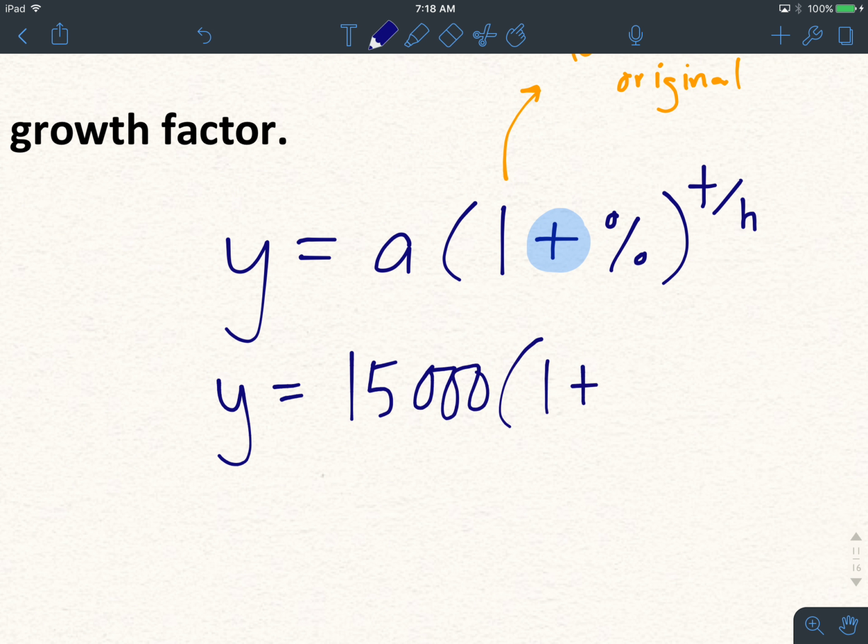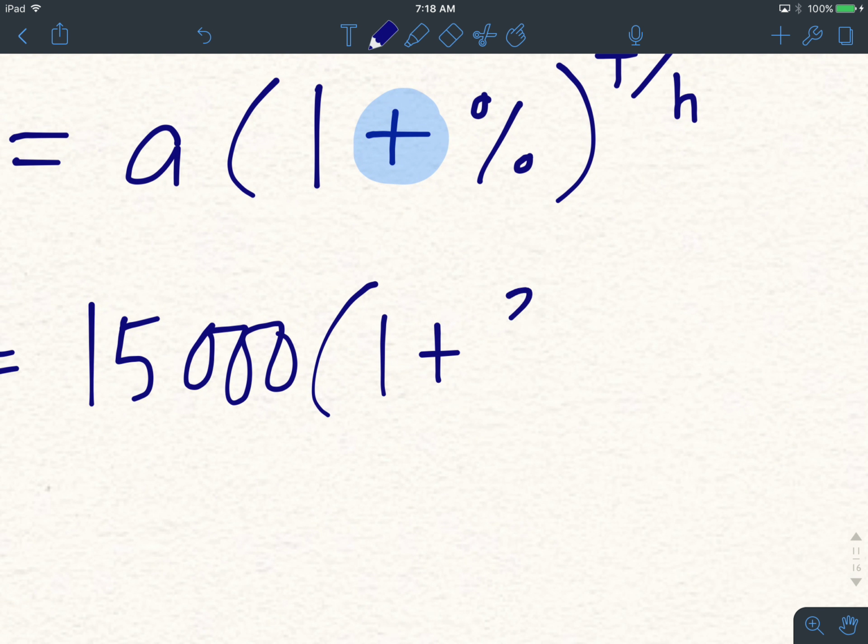1 plus, now the percentage increase was 2%, and I'm going to write this out in a different way. 2% is 2/100ths, if you want to write it like a fraction. The time is going to be 7 years. And how long does it take to increase by 2%? Well, it said that it increased at 2% per year, so that's per 1 year.